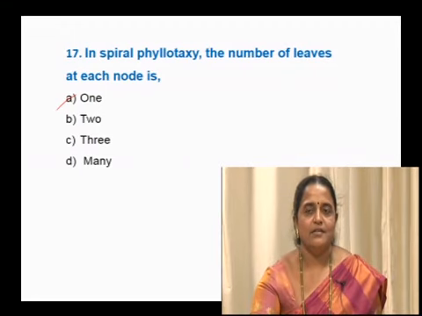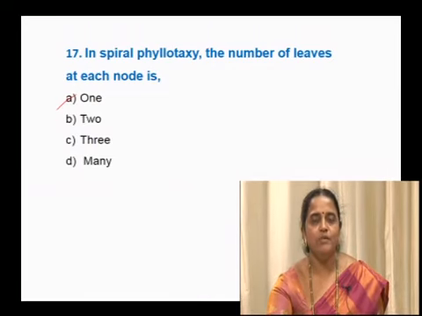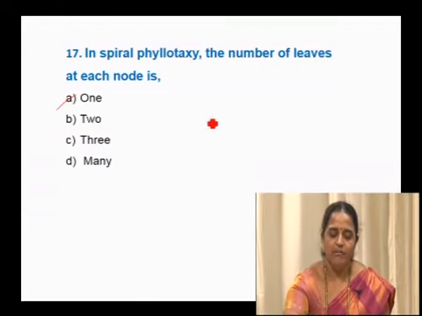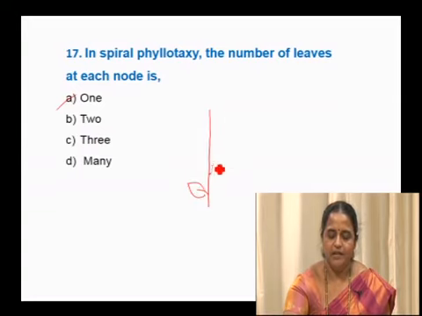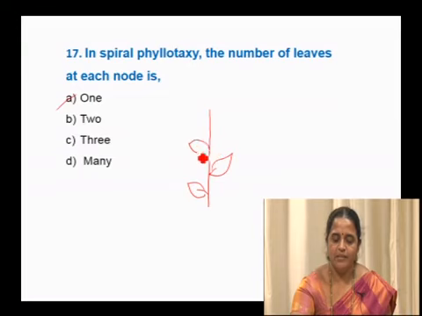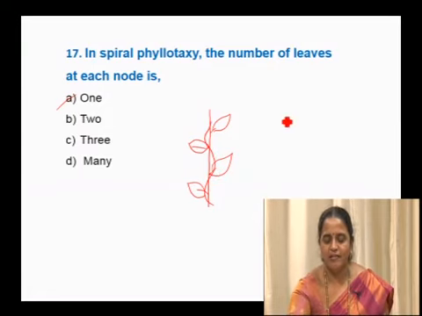There are 1, 2, 3, it specifies the number of leaves arising from each node along with many. So, if you consider a stem, a single leaf arising from each node, and if you trace its path, it gives spiral arrangement. So, it is spiral phyllotaxy.